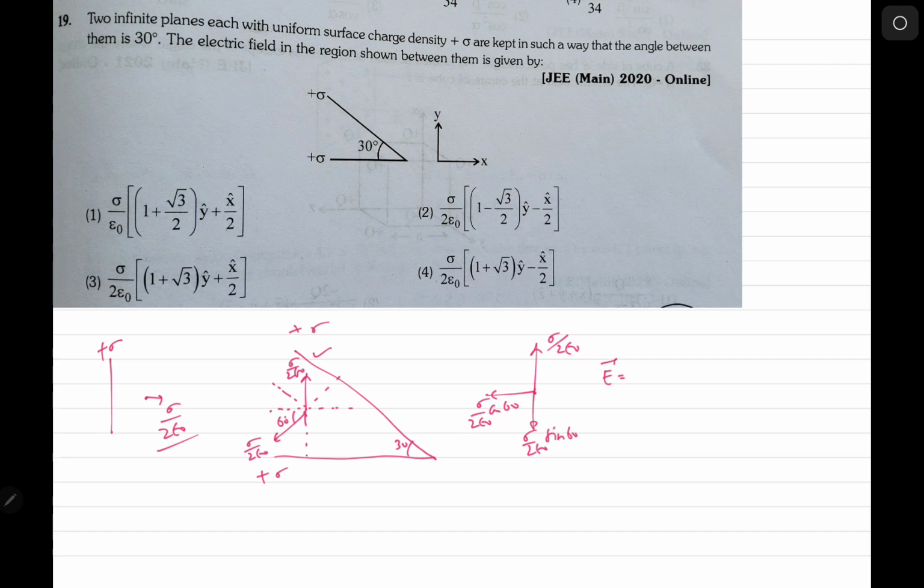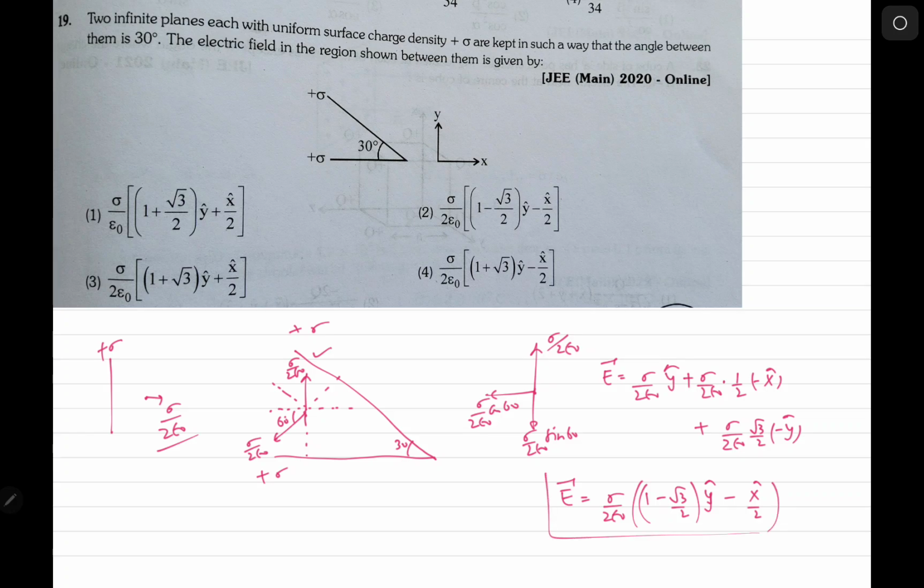So the electric field is equal to sigma by 2 epsilon naught j cap. We'll write y cap as per the question options, plus sigma by 2 epsilon naught cos 60, which is 1 by 2, minus x cap, plus sigma by 2 epsilon naught sin 60, which is root 3 by 2, minus y cap. Now we'll just arrange them. So sigma by 2 epsilon naught is common, and it comes as (1 minus root 3 by 2) y cap minus x cap by 2. So that's the answer. Option 2 is correct. Hope you understood.